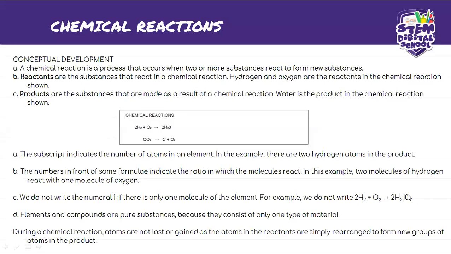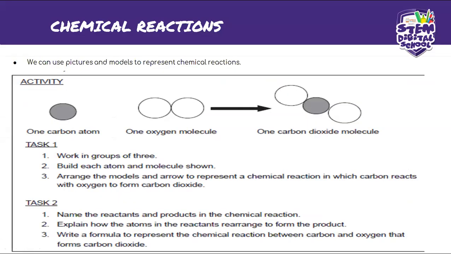All right, now let's go to the next. We use pictures and models to represent chemical reactions. So we have some diagrams here. What you are going to do is, when I asked you those questions and you answered, that's what you were just doing. So you just have to do this one again. Just ignore task one because we are not in the classroom, and then you are going to do task two. We are going to look at this diagram.